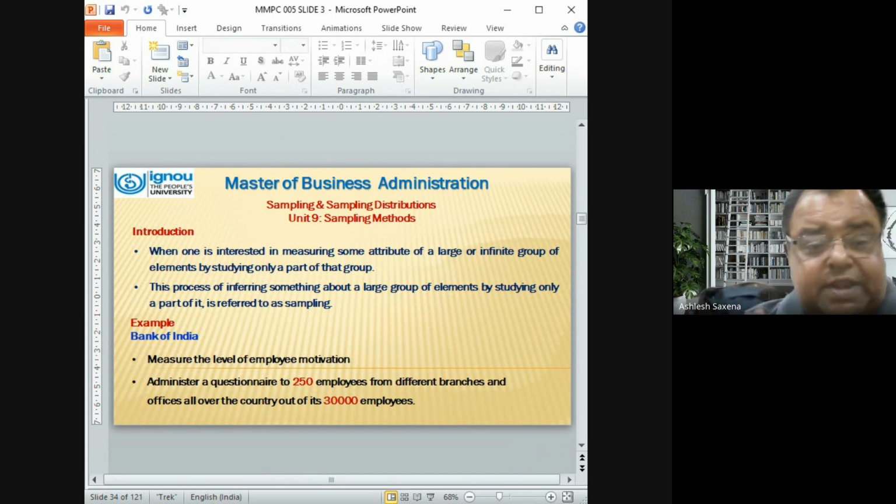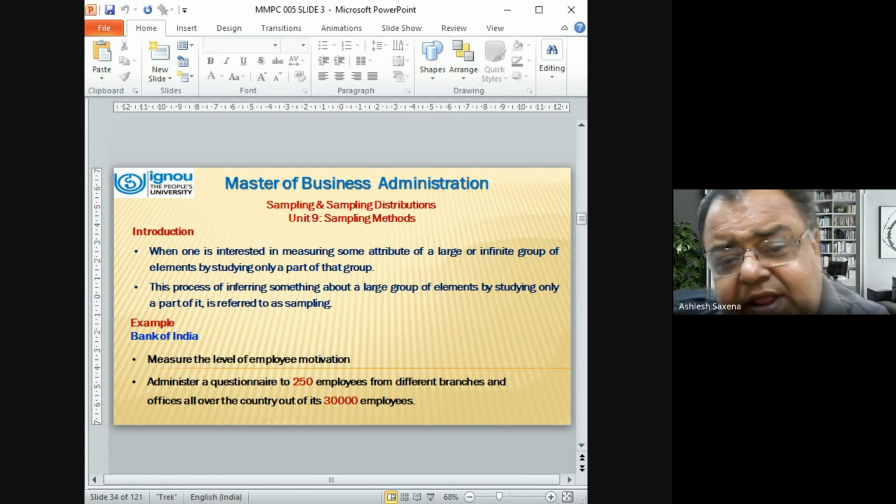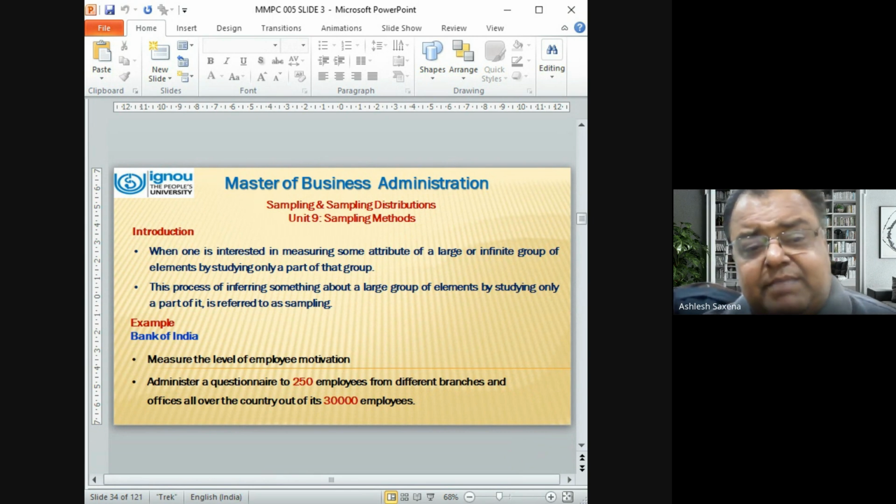We will start with the introduction. When one is interested in measuring some attributes of a large or infinite group of elements by studying only a part of it, this process of inferring something about a large group of elements by studying only a part of it is referred to as sampling.